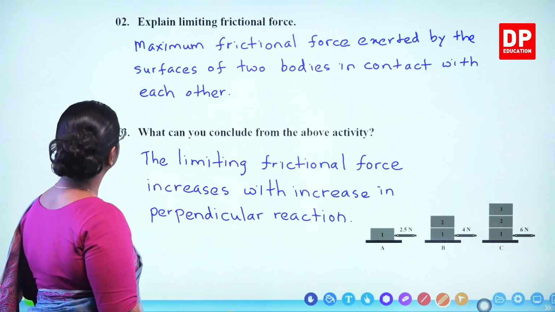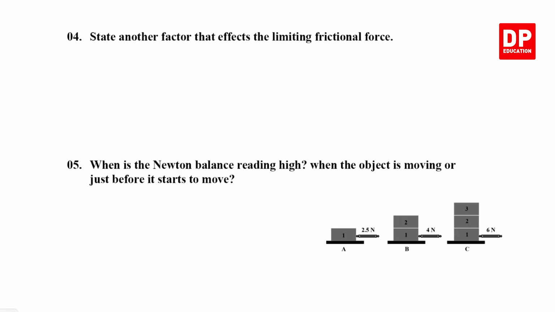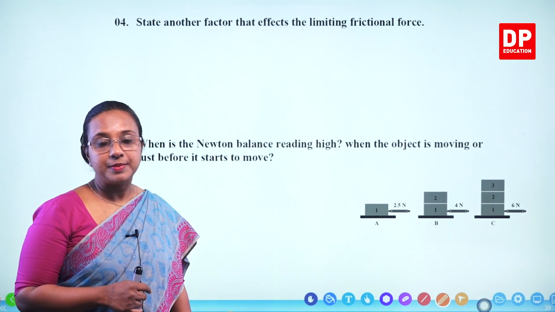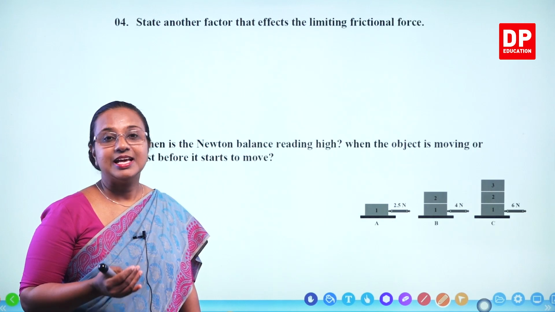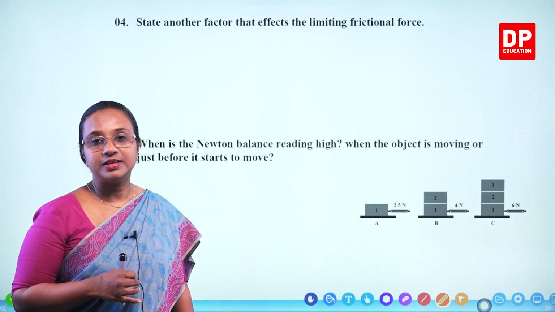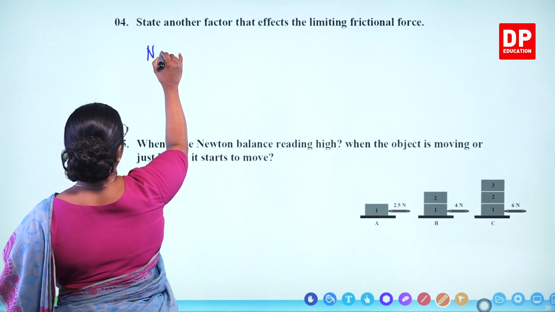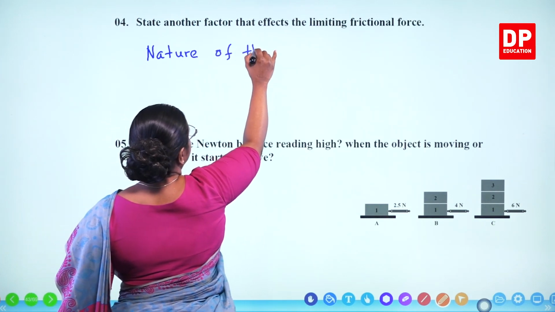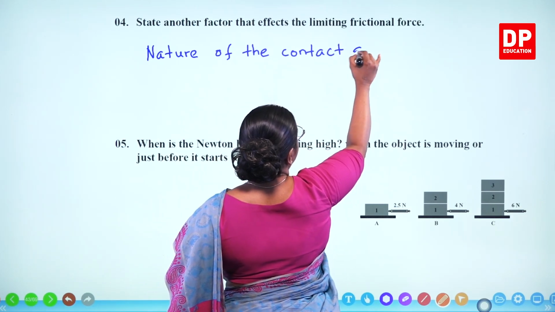Next part. State another factor that affects limiting frictional force. So, students, you know there are two factors. We discussed one, the perpendicular reaction. What is the next one? Yes, it is the nature of the contact surface. So, a direct answer, you can write nature of the contact surface.